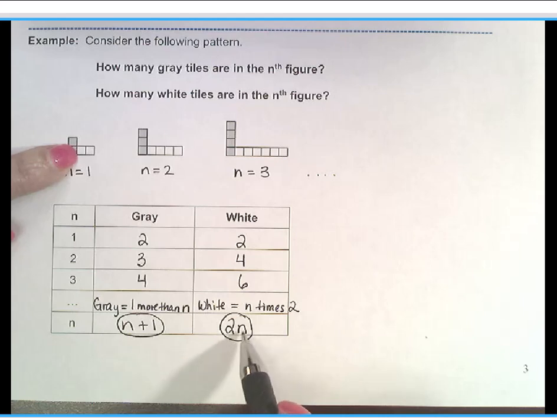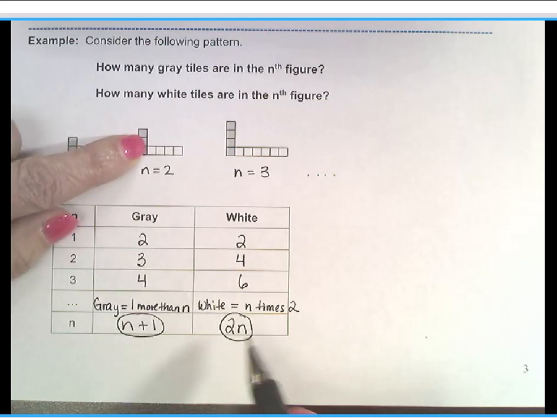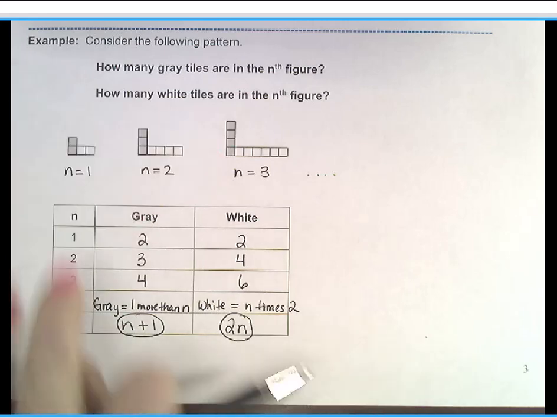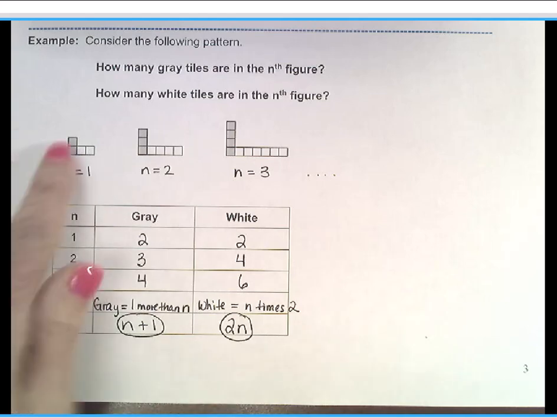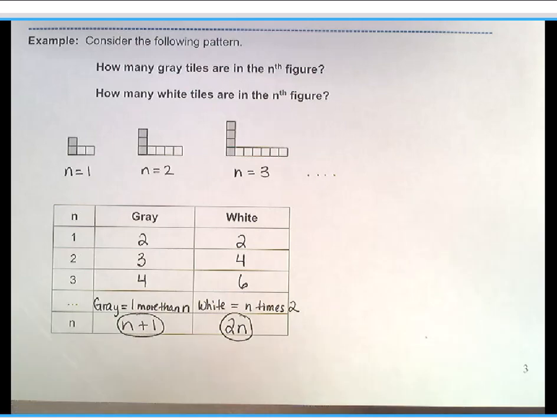When n is 2, there's going to be 4. When n is 3, there's going to be 6. So again, it's using this position in your little expression. So that's how many gray and white tiles you would have for this particular pattern. So let's look at another pattern.